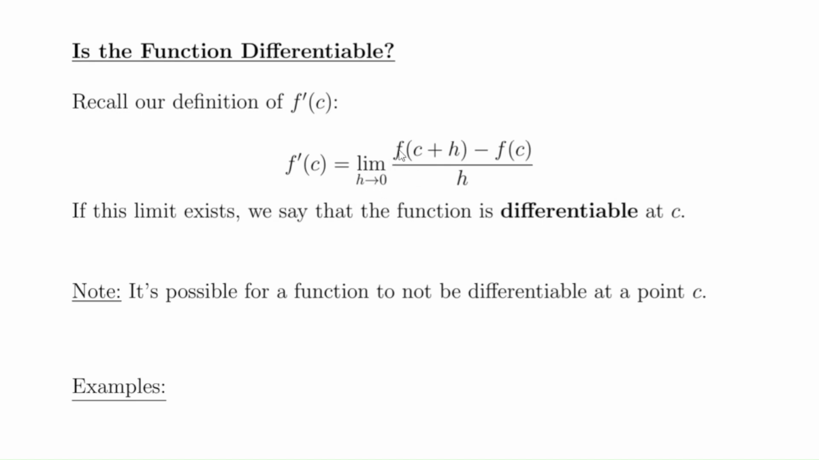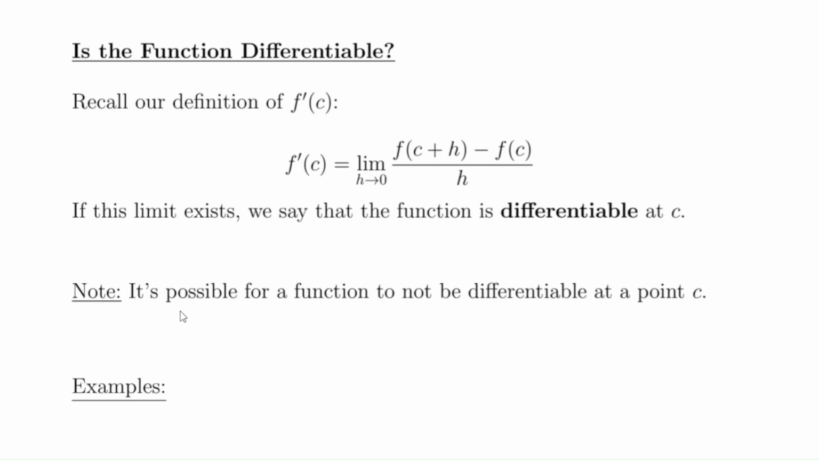Limit as h approaches 0 of this difference quotient, f of c plus h minus f of c all over h. And if this limit exists, we say that the function is differentiable at c. So if f prime of c exists, this limit exists, then the function is differentiable. And what that means is that we have a nice tangent line to the graph. So the tangent line has some nice slope, where the slope is some number.